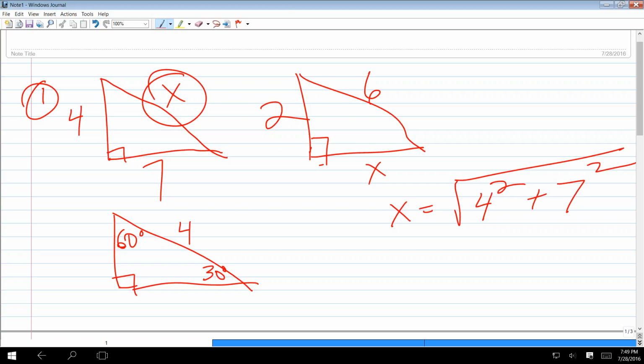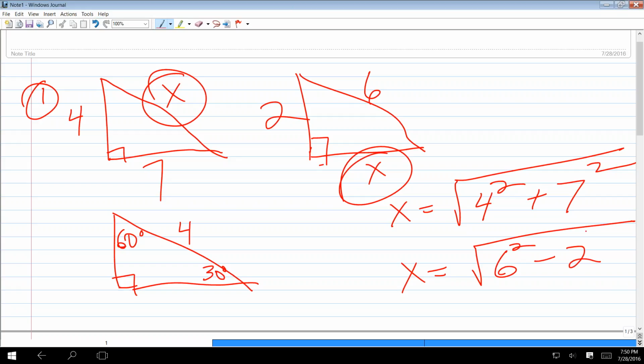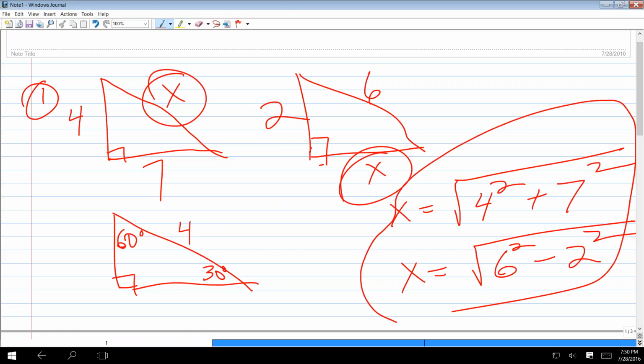Problem 1. If I'm solving for one of the short sides, problem 2, then it's always the hypotenuse squared minus the other short side squared. These are the two that I want you to remember, because it allows you to solve right triangles really quickly.